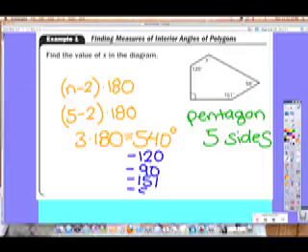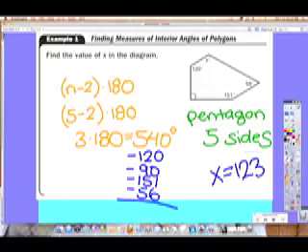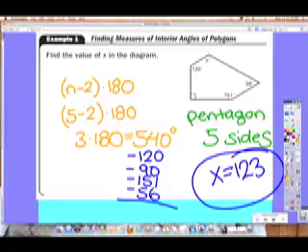All right, shout it out. What'd you get? 123. How many of you got that? Okay, put your pencils down and just watch.